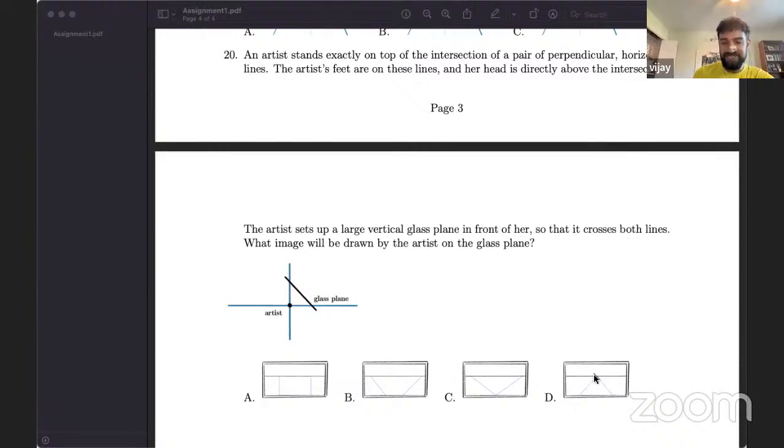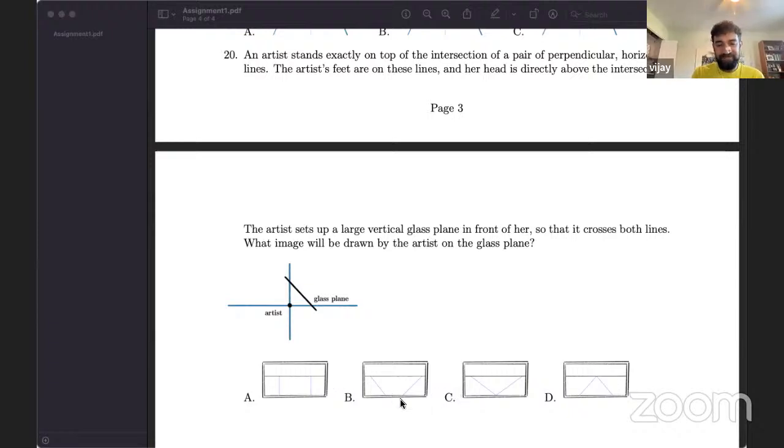D is what you would see if the artist were just standing on some railway tracks and looking directly in front of her and drawing what she sees. Then she would see image D. But actually these two lines are not at all parallel. They're diverging in space. Each is going to converge to some point at infinity on this horizon line. So A, B, and C all show that these two lines converge to some point at infinity.